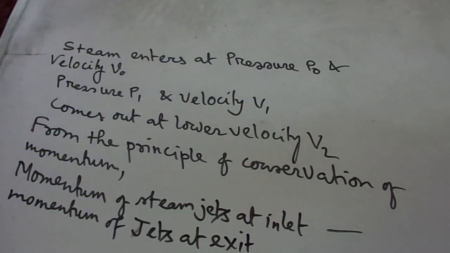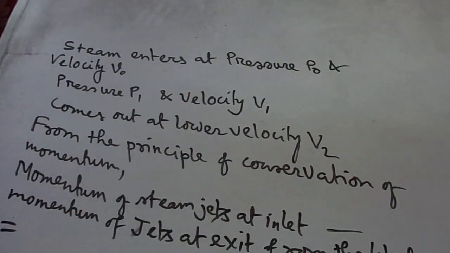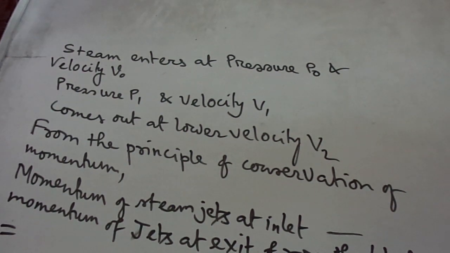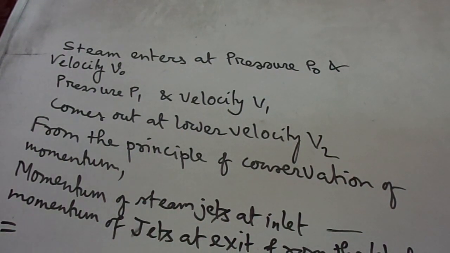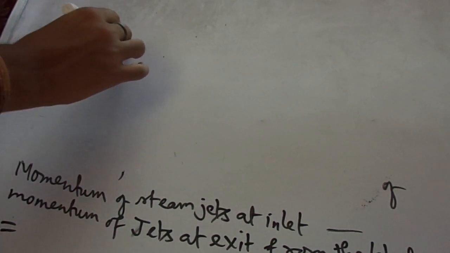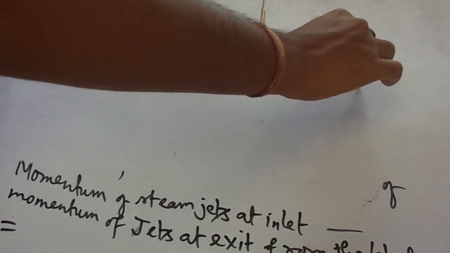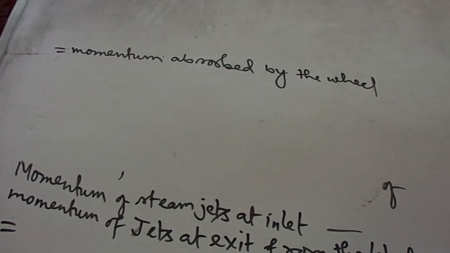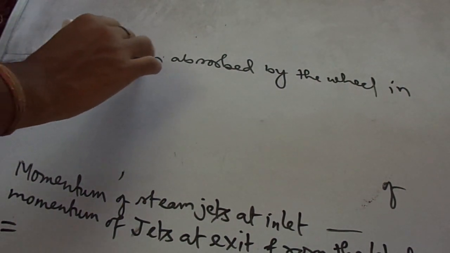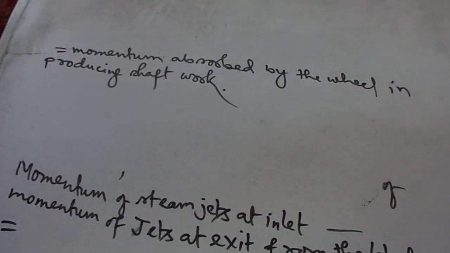So the difference between inlet and exit from the blades is equal to the momentum absorbed by the wheel in producing shaft work.